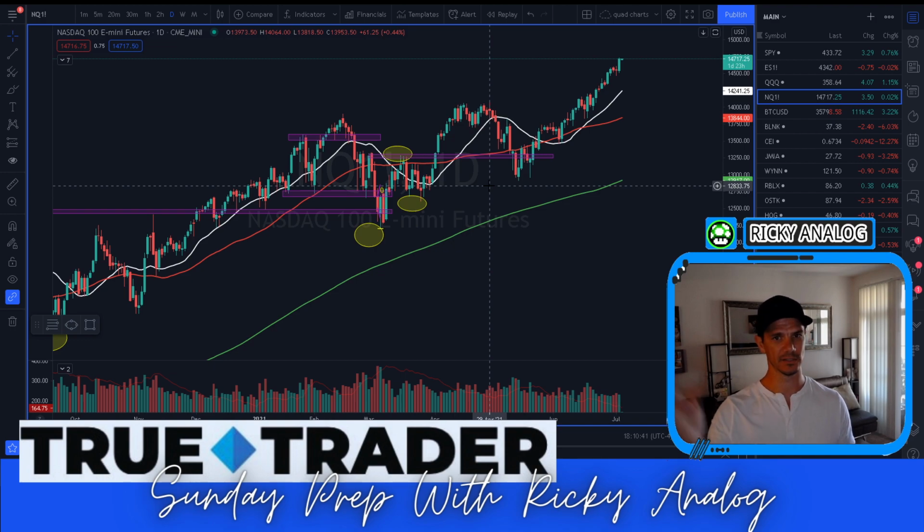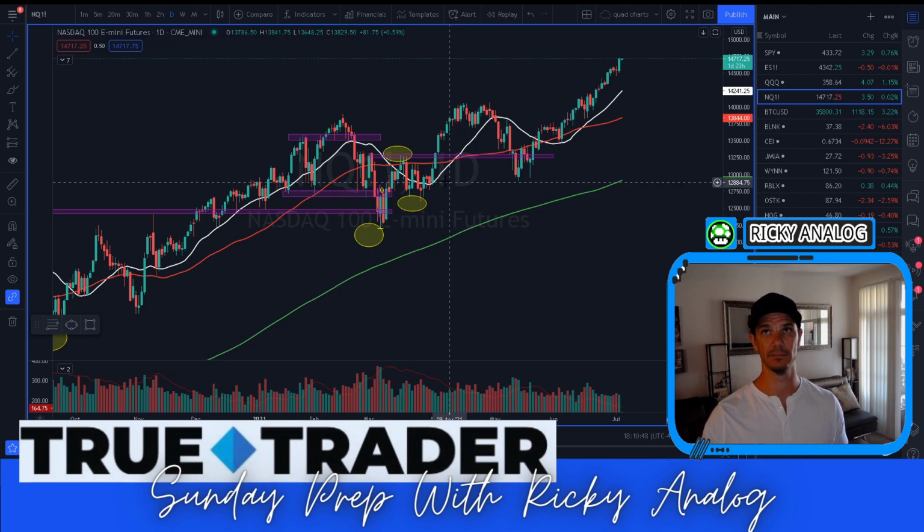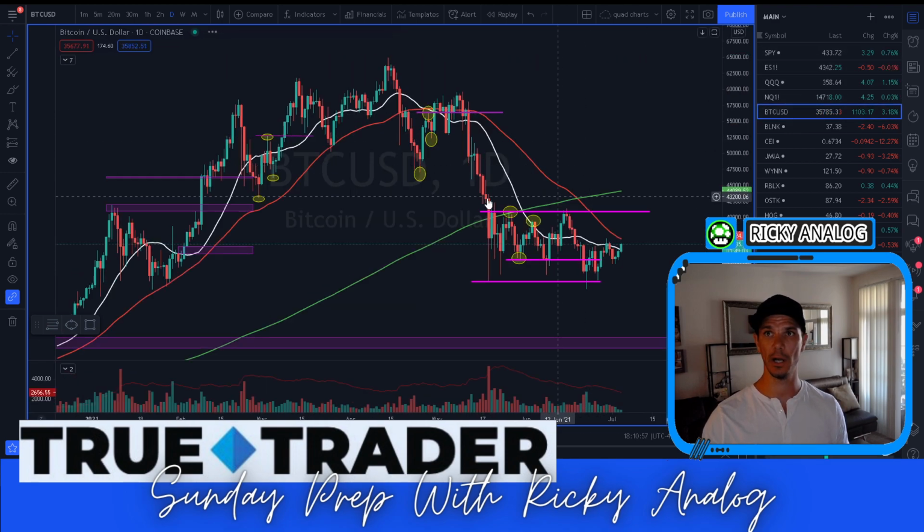You can't just have things go straight up. They need to take breathers. They need to have retraces. So next time we have one of those and everybody's running around acting like it's the end of the world, stay objective. Remember, it's just part of the healthy part of a trend. So here's the Bitcoin chart.